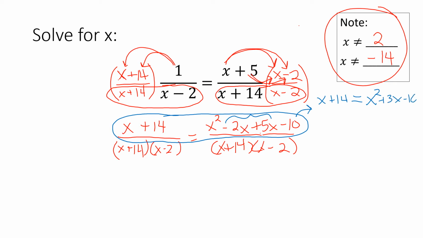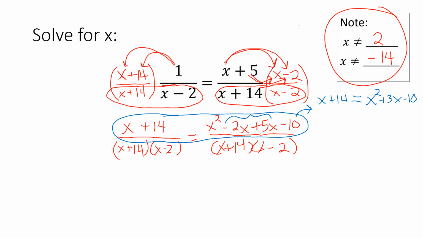Now this equation is a little bit different than the other one. This is a quadratic equation because it has x squared. So remember, with x squared, you're going to move everything to one side because you want to set it equal to 0. And then you could either factor or use the quadratic formula depending on the setup of the problem.